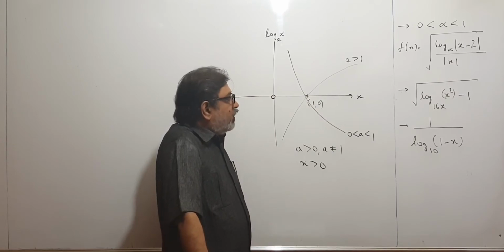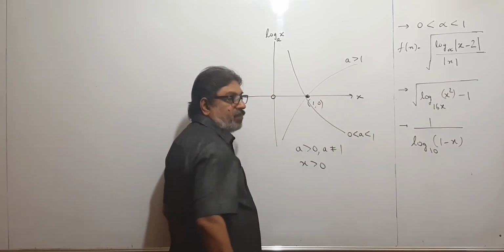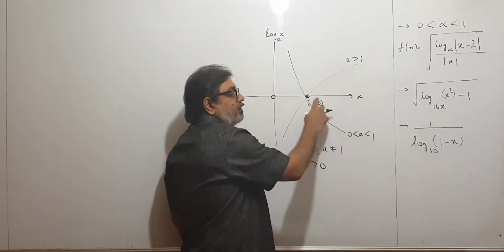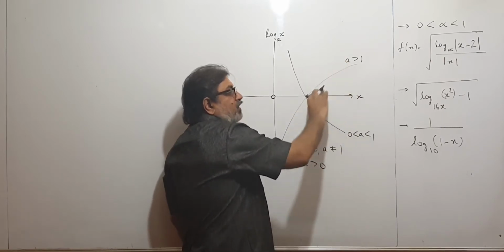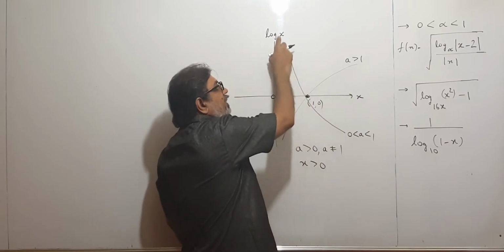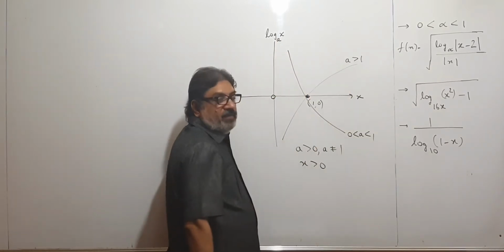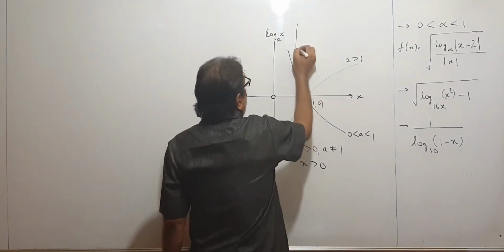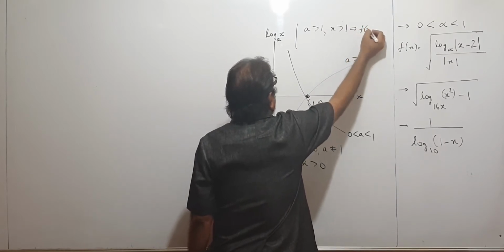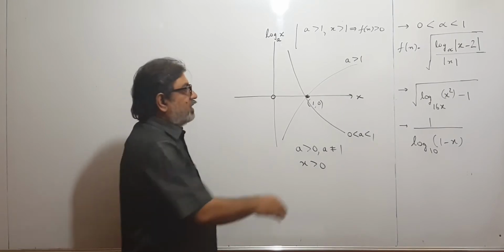And children, one interesting point you have to understand. If you see this point 1, the unity point, when x is more than 1 and a is also more than 1, your graph is positive. That means log x will be positive when x is more than 1 and a is more than 1. So I write: a more than 1 and x more than 1 implies f(x) is positive. f(x) means log x, that is positive. See, the graph is going up.